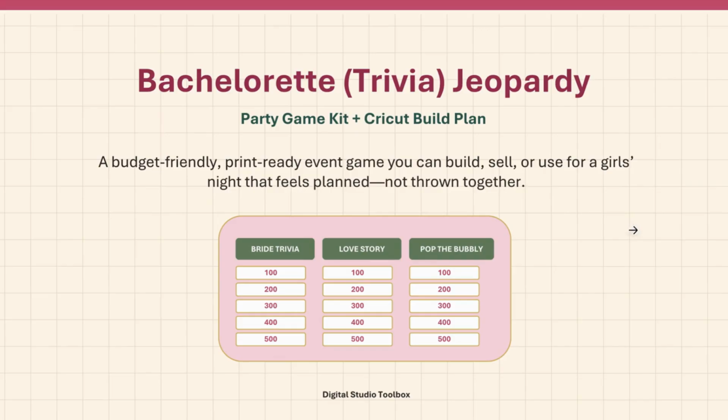So here's the party game kit, and with the party game kit, it also gave me a Cricut build plan. So it's a budget-friendly, print-ready event game that you can build, sell, or use for a girls' night that feels planned and not just thrown together. If you didn't want a bachelorette theme, you can do whatever theme you want. It could be a girls' night out, someone's graduation, newly divorced, someone that is having a baby. Whatever you choose to do, you can set up your trivia boards the way you want, okay?